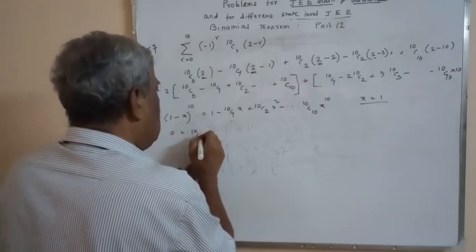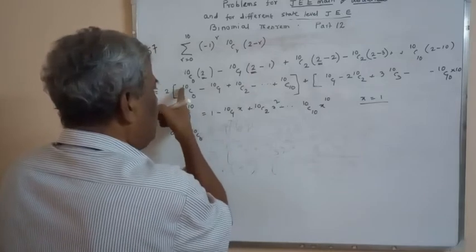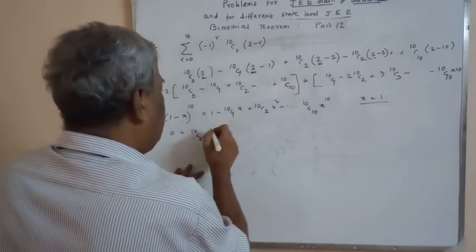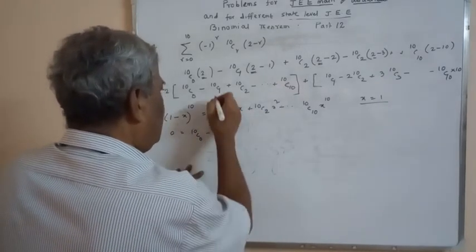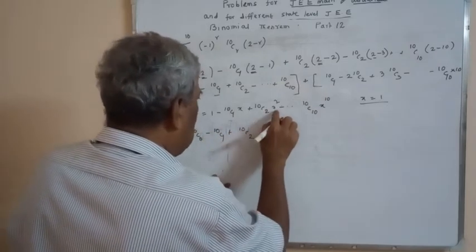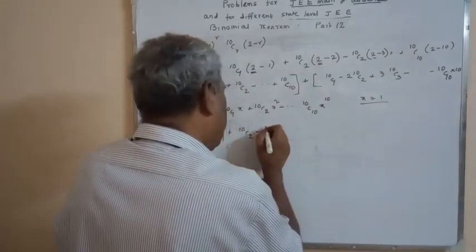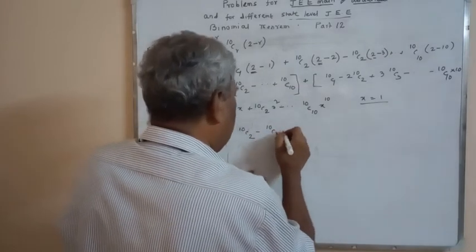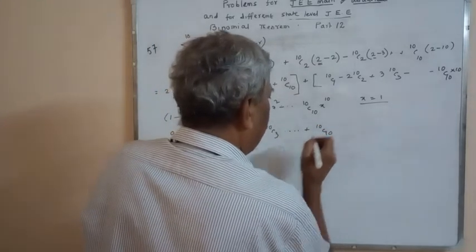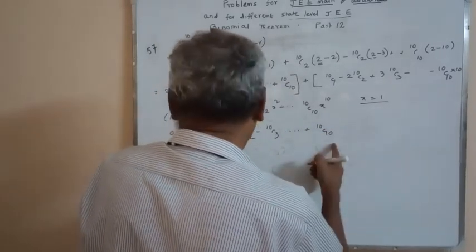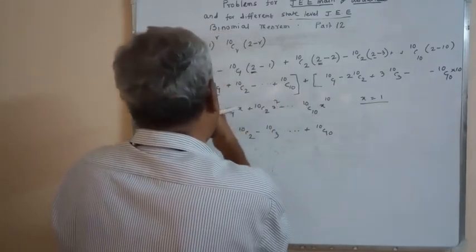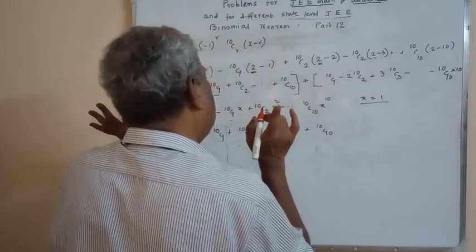And the right side is 10C0 minus, putting x is equal to 1, 10C1, then plus 10C2 into 1 square, that is 1, then minus 10C3 into 1, this way plus 10C10. So this term is equal to 0. So here the expression within the third bracket is simply 0.